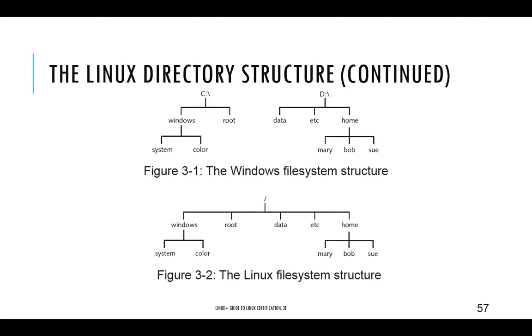All right. In Windows, you had C, then you had a Windows directory, and had a folder. You could have root and system and color and all that. D, you could have data, etc., home, Mary, Bob, Sue, right? Well, under Linux, you have one called the root directory. Like C is your root directory. You have Windows, root, data, etc., home. Home would be where all your users are. C:\users is just /home.